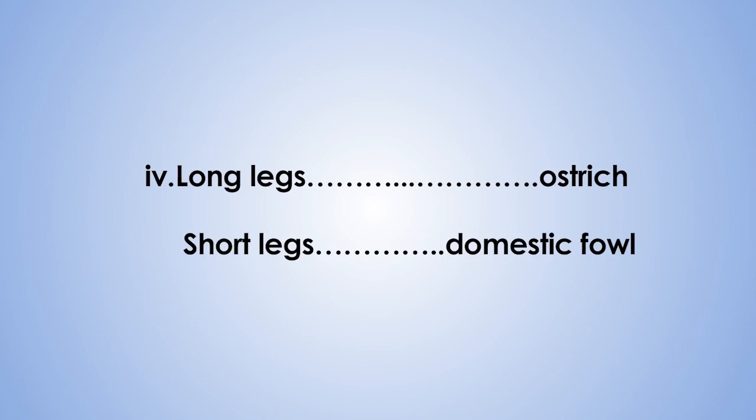The next part of the key will be the number 4. Now, from absence of fur, which led us to 4, we are going to use the feature of legs, which has to do with one having long legs, whilst the other has short legs. And with that, long legs will be the ostrich, whilst the short legs will be the domestic fowl.